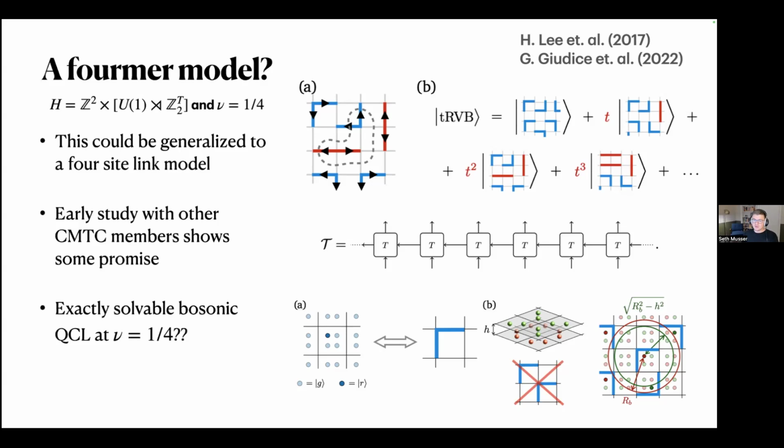But we could take inspiration from that and think about a quadrimer model, with quadrimers rather than trimers. And I'm thinking about that with some CMTC members. We've written some tensor network code that is showing some promise that we might actually be able to realize Z4 topological order. So maybe the dream is that we might be able to find an exactly solvable bosonic QCL at 1/4 filling, which gives us Z4 gauge theory. And I think that's a good starting point to try to find Z4 gauge theory in a fermionic QCL.